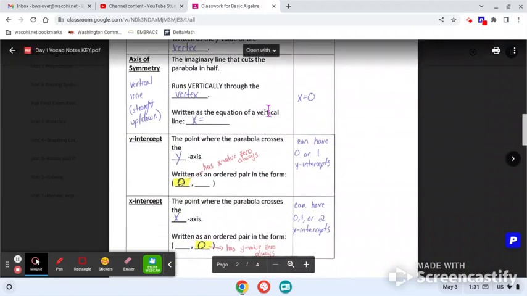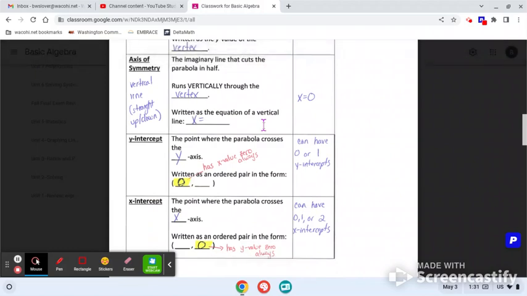Axis of symmetry. It is a vertical line. It goes through the vertex. So a vertical line, once again, is straight up and down. It is written as an equation of a vertical line, so it's always x equals whatever your x value is of your vertex.